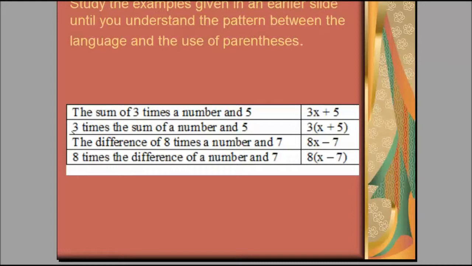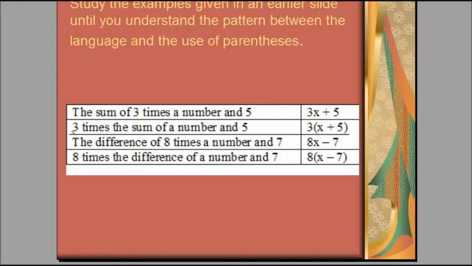Sum comes first and times comes second. In that case, we usually don't use parentheses. But look at the example right below it. 3 times the sum of a number and 7. In this expression, the word times, which indicates multiplication, comes before the word sum, indicating addition, and we use parentheses.